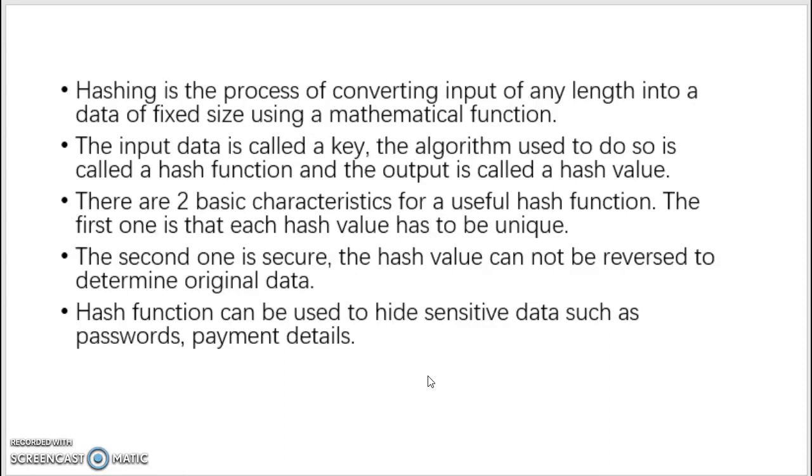For example, we have an input text, and we can put it through a hash function and then get the hash value of this original text, but we couldn't get the original text from the hash value.